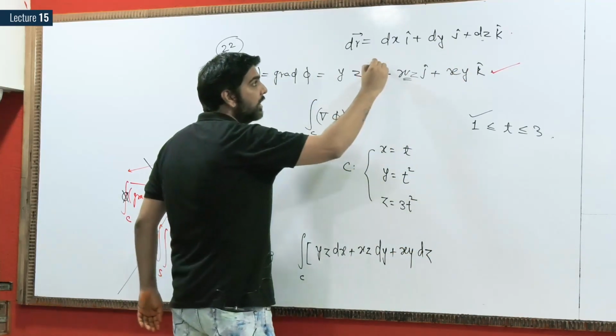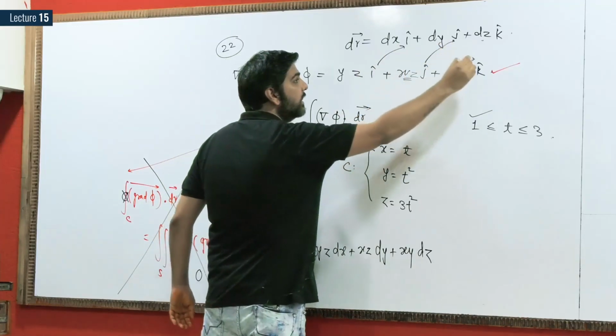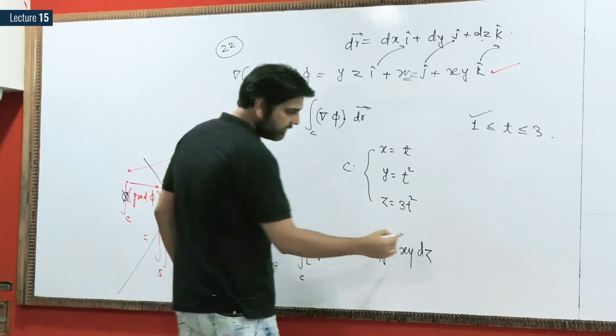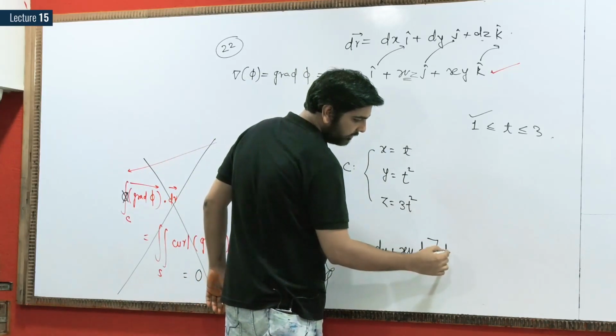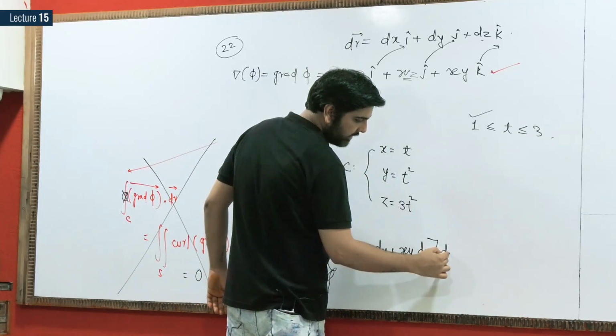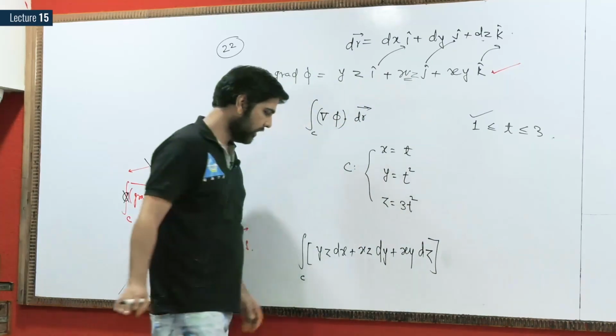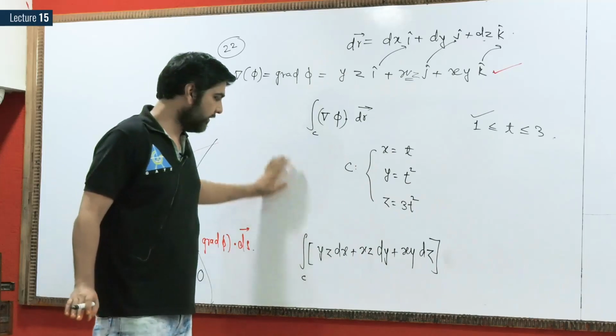You are getting my point? i into i, j into j and k into k. Now this is the scalar form, and this is what we have done, right? So we do not need to take any derivative. So this is the function we are having.